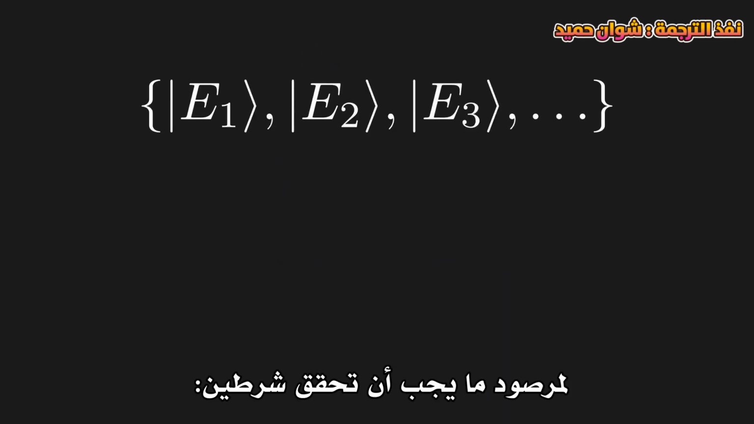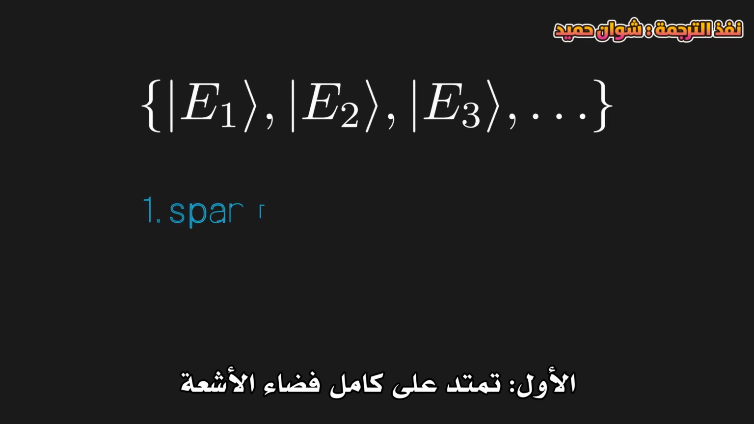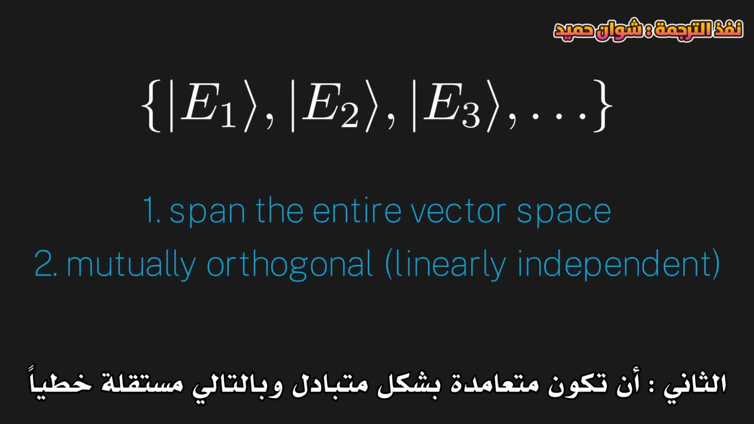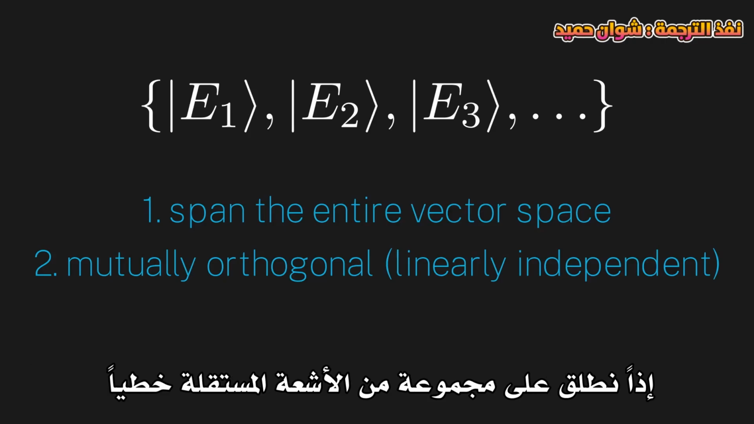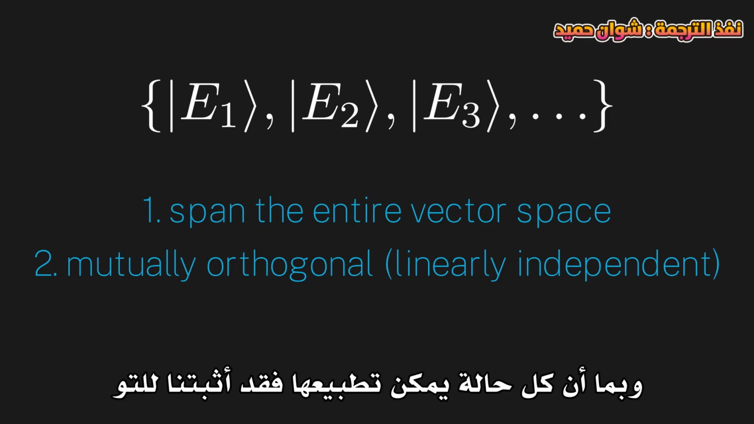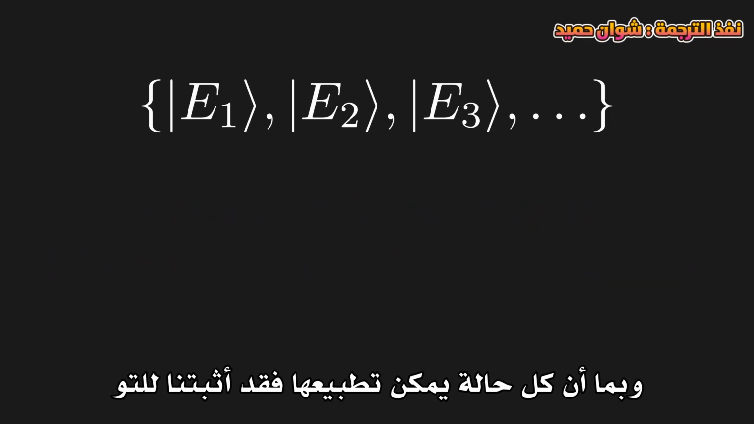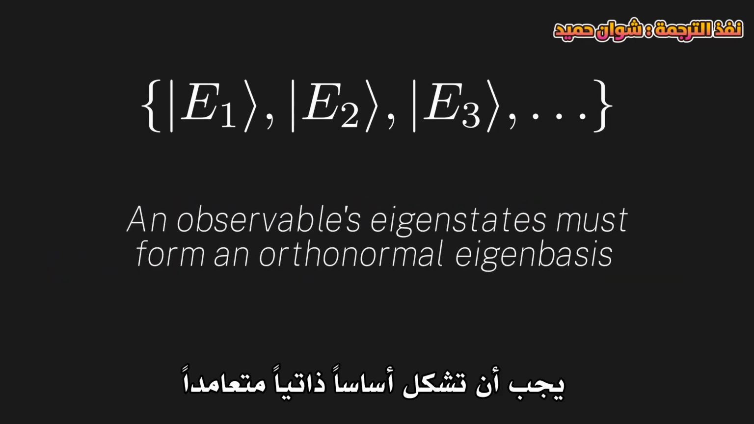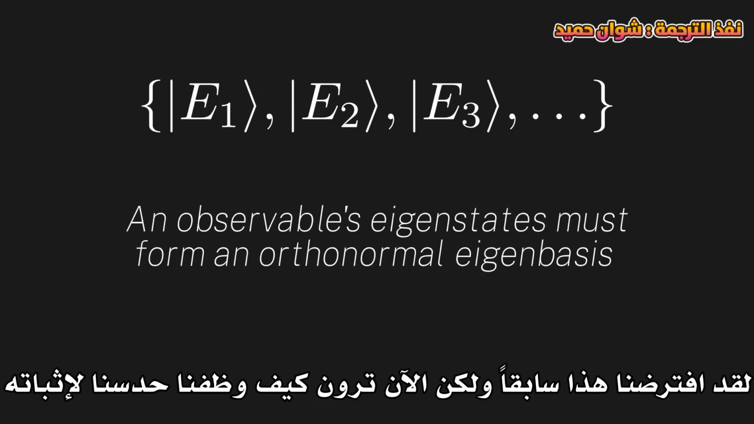So we have found that an observable's eigenstates must satisfy two things. 1. Span the entire space, and 2. Be mutually orthogonal and hence linearly independent. What do we call a set of linearly independent vectors that span your space? A basis. And because each state can be normalized, we just showed that an observable's eigenstates must form an orthonormal eigenbasis. We assumed this previously, but now you see how we use our intuition to prove it.